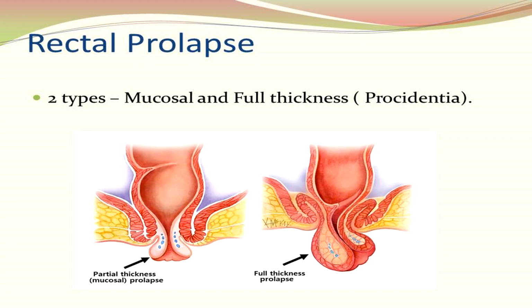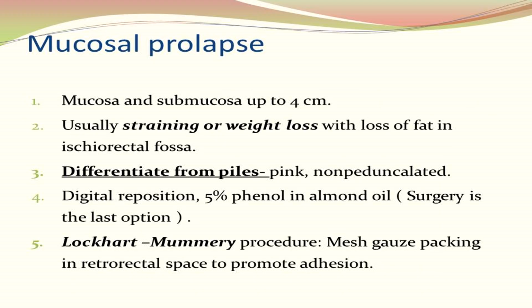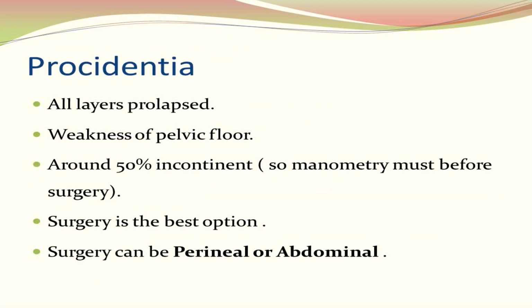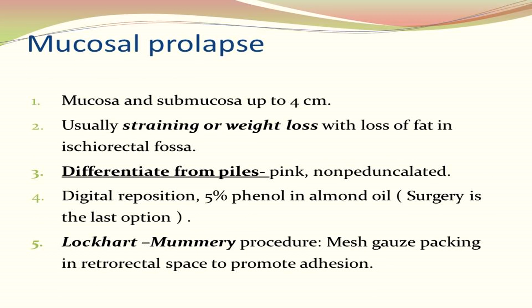Okay. Two types of rectal prolapse: mucosal and full thickness, also called procidentia. The cause of mucosal prolapse is basically excessive straining or weight loss. How do you differentiate this? Can be an important question for you. How do you differentiate that from piles?